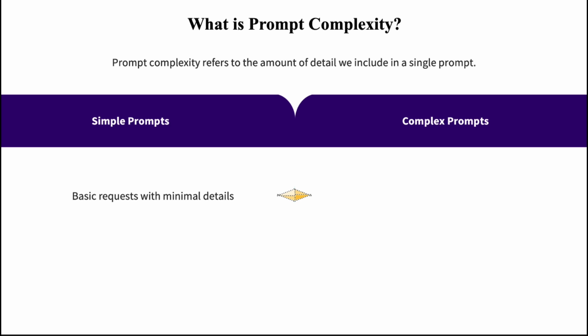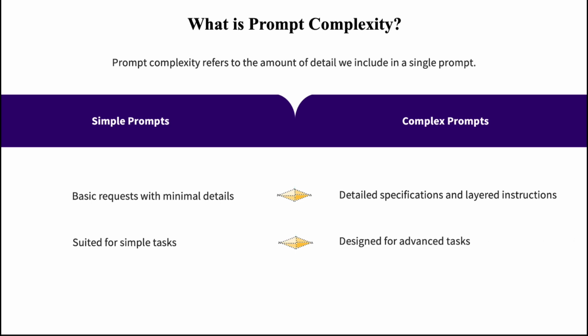Simple prompts contain basic requests with minimal details and are suited for straightforward tasks. In contrast, complex prompts include detailed specifications and layered instructions that guide the AI assistant through sophisticated or multi-step tasks. Simple tasks call for simple prompts, while advanced tasks require more complex prompts. Using an inappropriate level of complexity can lead to poor results. Understanding prompt complexity helps us match the prompt to the task.